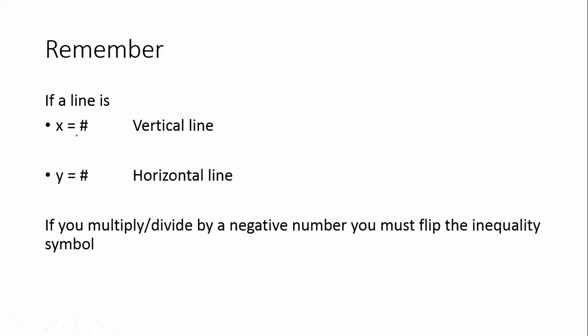And that will also be true for inequalities, so we could have x is greater than, x is less than, x is greater than or equal to, or x is less than or equal to some number, and it will still be a vertical line. Also with y, y is greater than, y is less than, y is greater than or equal to, or y is less than or equal to, those will also all still be horizontal lines. Also, when solving inequalities for a variable, remember that if you multiply or divide by a negative number, you must flip the inequality symbol.